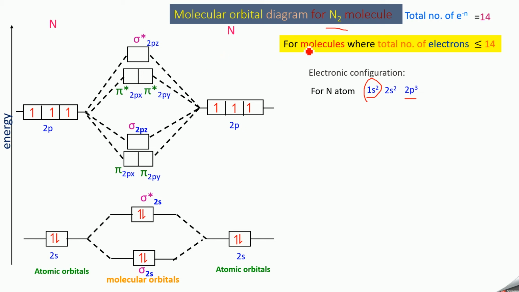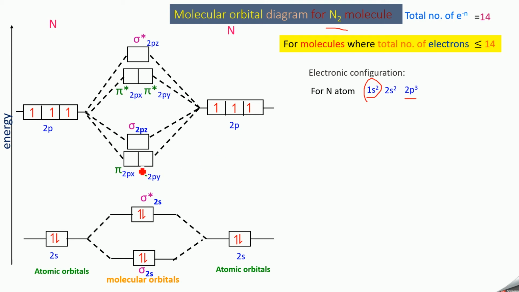Always remember, for molecules where the total number of electrons is less than or equal to 14, the pi 2px and pi 2py molecular orbitals will be lower in energy compared to sigma. So this order, don't forget, 2, 1, 2, 1. You have to follow this order whatever the molecule may be, as long as its total number of electrons is less than or equal to 14. Now we have here 3 electrons, here 3 electrons.